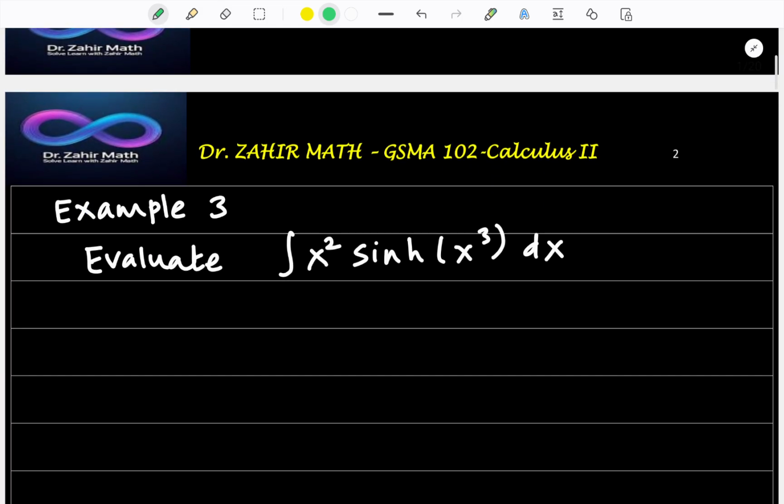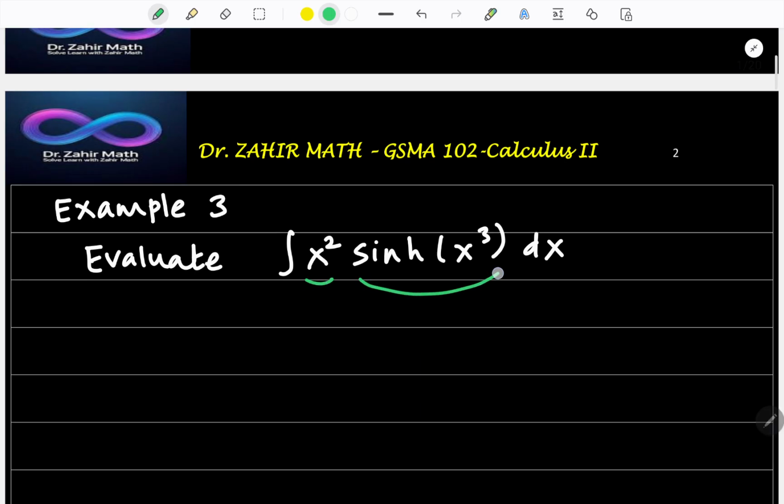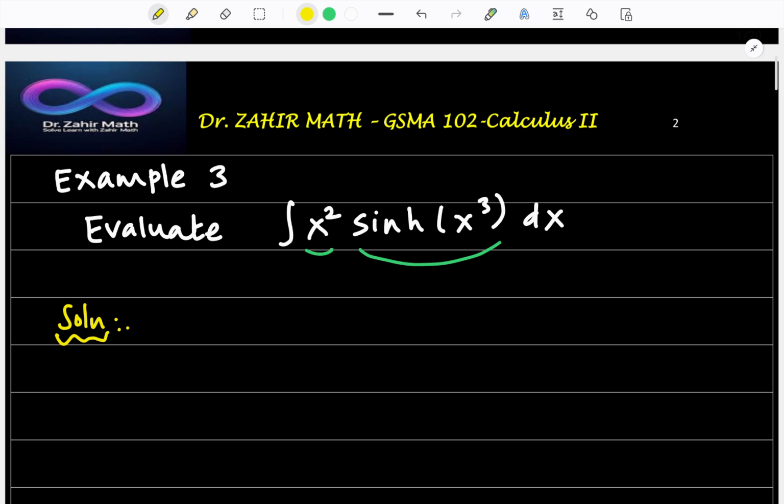Let's go to the first question. Evaluate integral x square sinh of x cube dx. Here 2 functions are there which are in product, so we need to think about the substitution method. Which one are you going to call u? The best way is the one giving trouble, so I'm going to put x cube equal to u.